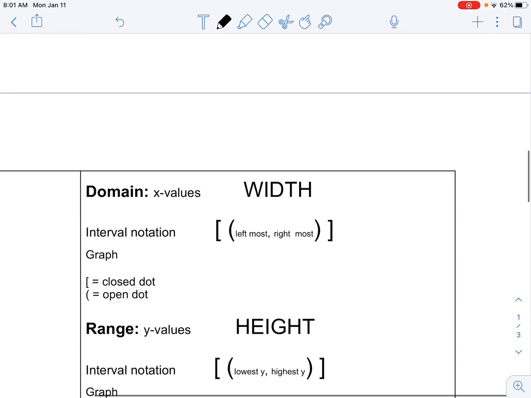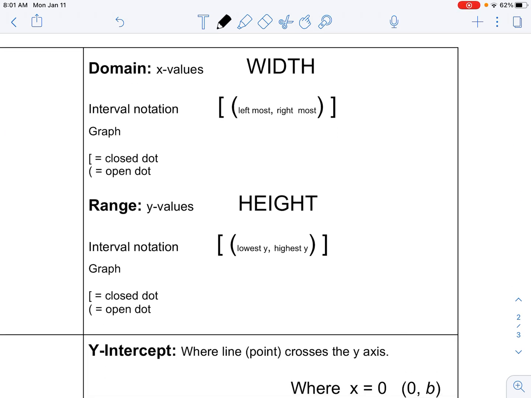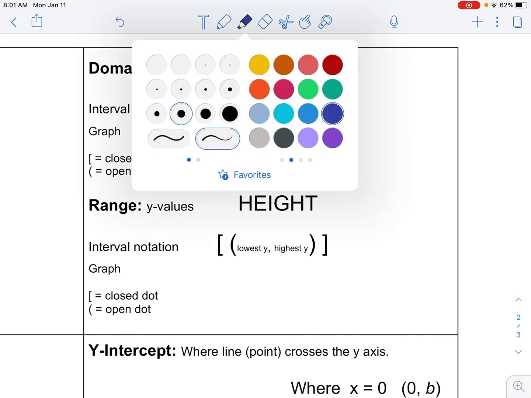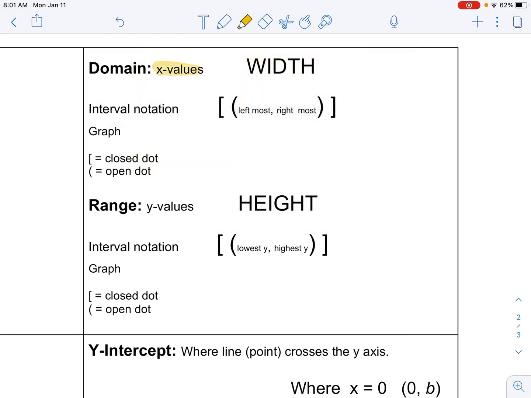So after we decide if it is or is not a function, we also want to find the domain. And domain is going to be all of your x values. So we start with the leftmost or smallest x value, and we go to the rightmost or largest value.